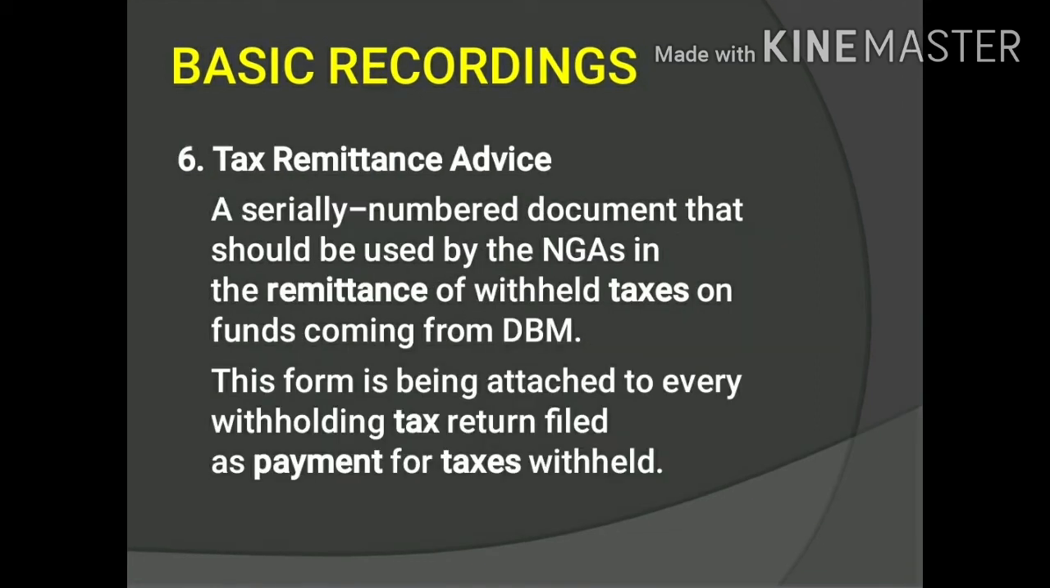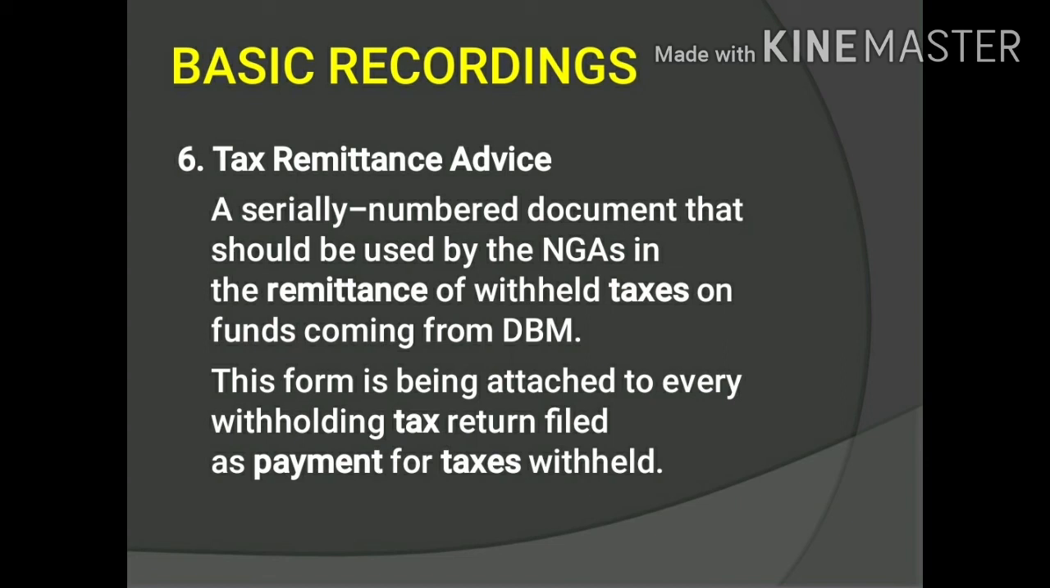6. Tax remittance advice, a serially numbered document that should be used by the NGAs in the remittance of withheld taxes on funds coming from DBM. This form is being attached to every withholding tax return filed as payment for taxes withheld. The Tax Remittance Advice, TRA, is used to recognize in the books of government agencies the constructive remittance of taxes withheld to the Bureau of Internal Revenue, BIR, or customs duties withheld to the Bureau of Customs, BOC, and the constructive receipt of notice of cash allocation for those taxes and customs duties.